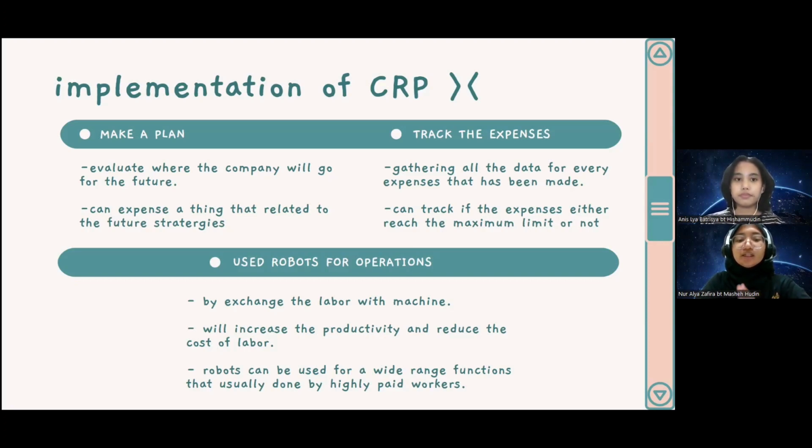The company can exchange the labor with machines or robots. This has been proven by research that a company using machines will increase productivity and reduce the cost of labor. Moreover, robots can be used for a wide range of functions that are usually done by highly paid workers. Therefore, by using a robot for operation, the company can reduce the cost of labor to produce their product. So that's all for me. Moving on to the next slide.